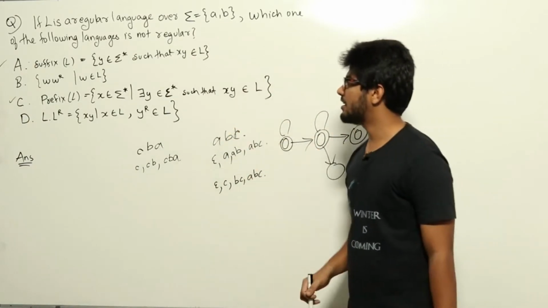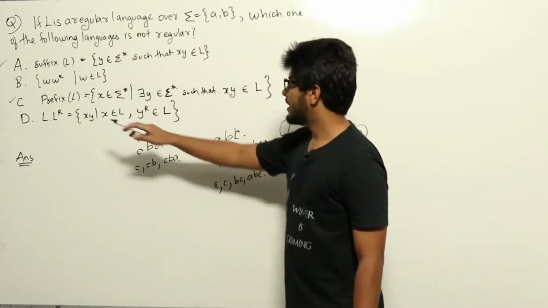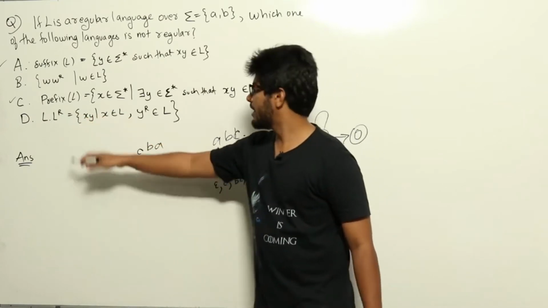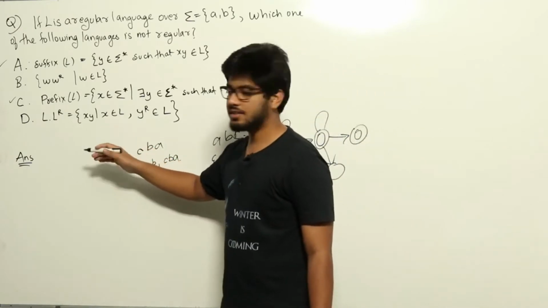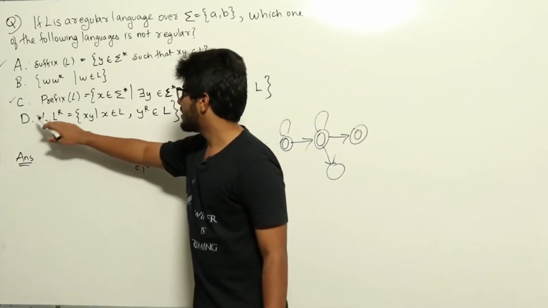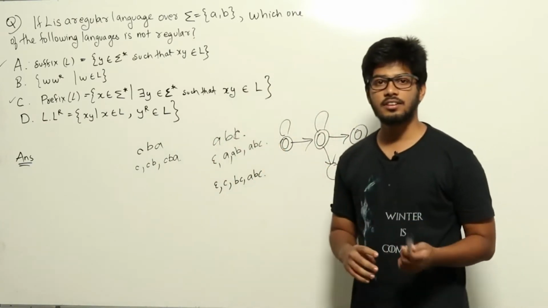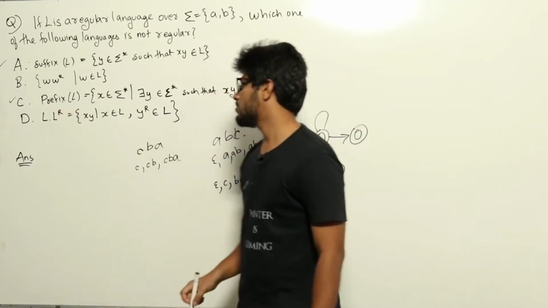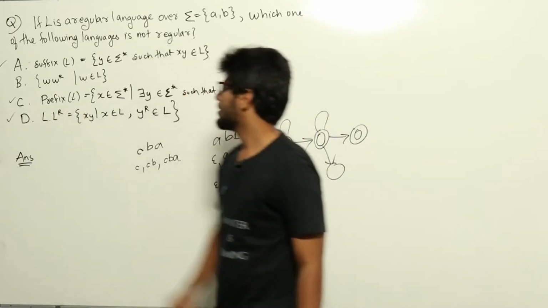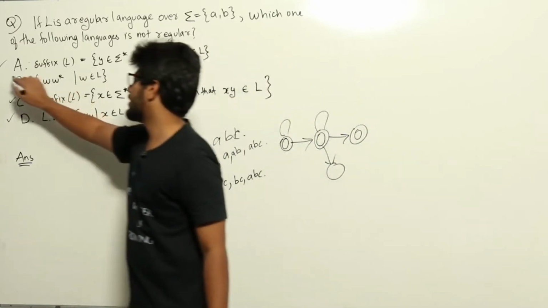Now take a look at option D, L concatenated with L reverse. Now L is a regular language, we know. L reverse will also be a regular language because the reverse of a regular language is regular. And L concatenated with another regular language will be a regular language. Regular languages are closed under concatenation. So L concatenated with L reverse will also be a regular language. Now coming to option B, that's the only one left. Option B is not a regular language.